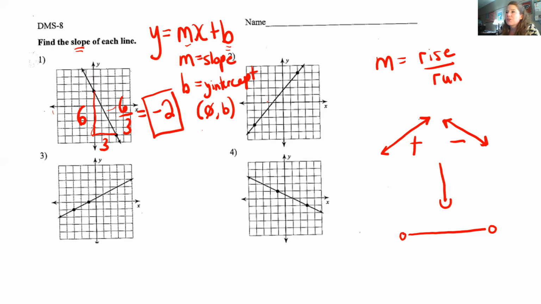All right, you guys are going to try 2 on your own. Then let's look at number 3. So I'm going to make my triangle. And my rise is 1 and my run is 2. My line goes up and to the right. I'm going to put rise over run, and that's already simplified. So my answer is positive 1 over 2, 1/2. And that's my slope. So you guys are going to try 3 and 4.